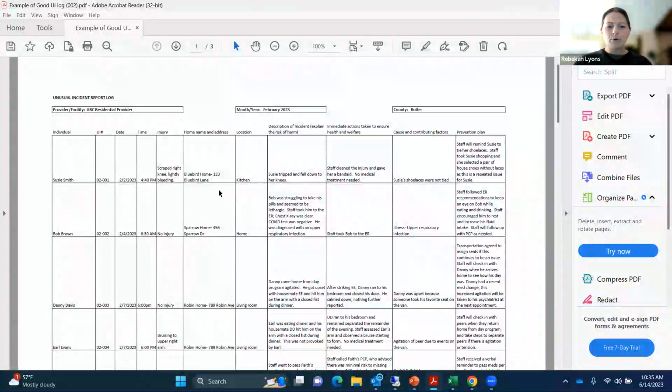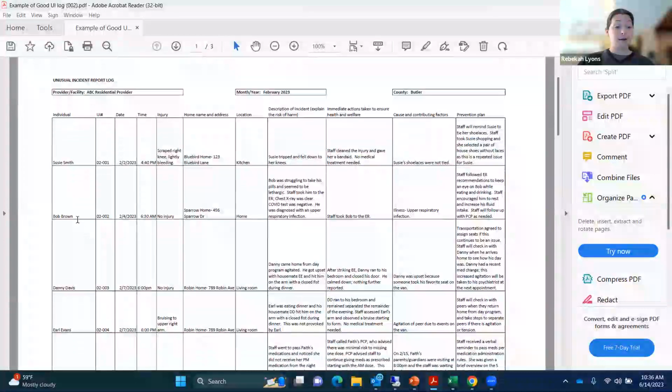She lives at Bluebird Home. It turns out I'm looking for immediate actions here. Staff cleaned it up, gave her a Band-Aid. I'm wondering if it required any major medical treatment, if it's a significant injury. As I'm reading this, that's ruled out. There's no medical treatment needed. And it turns out her shoelaces were not tied. The prevention plan, they decided to get her a new pair of shoes without laces.